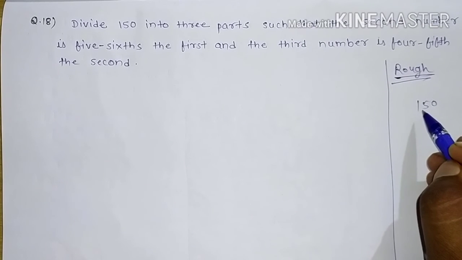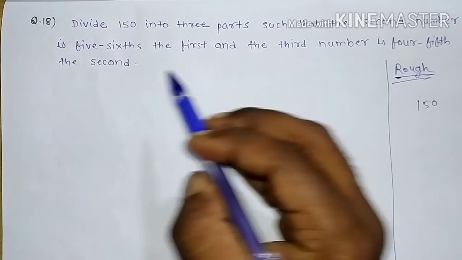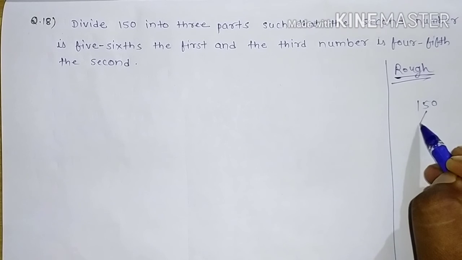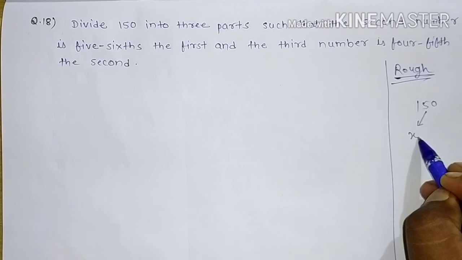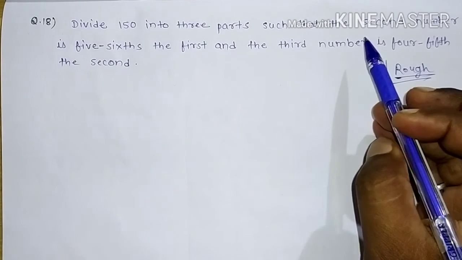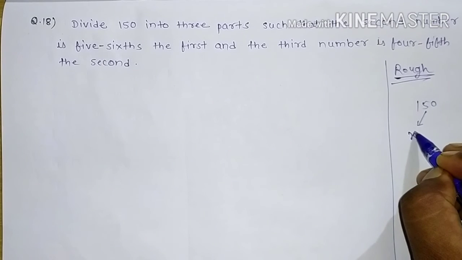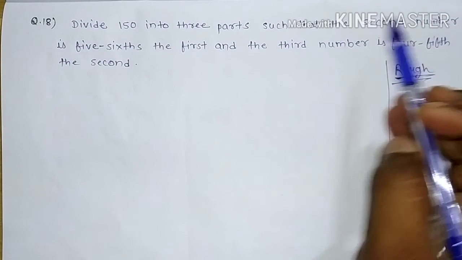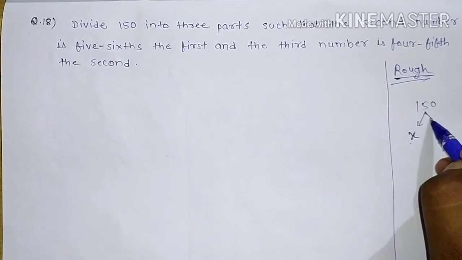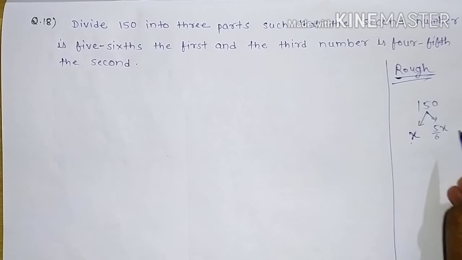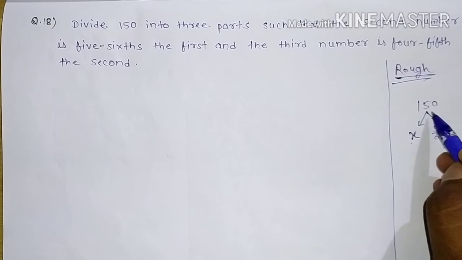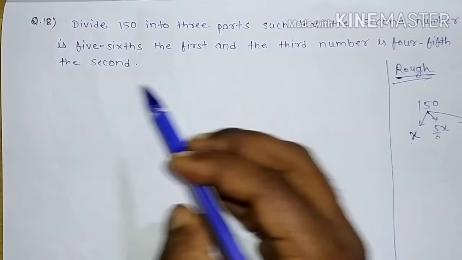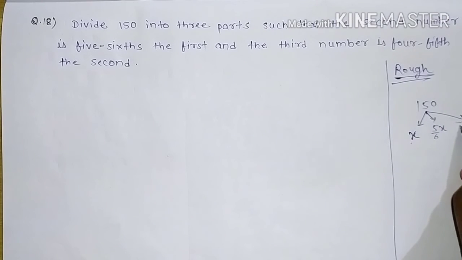This number is divided into 3 parts such that the second number is 5/6 of the first. So let's suppose the first part of this number is x. According to this question, the second number is 5/6 of the first, that is x. According to the third condition, the third number is 4/5 of the second.